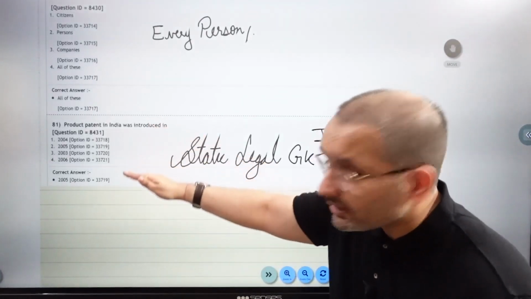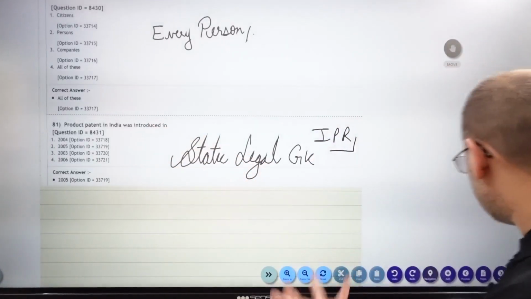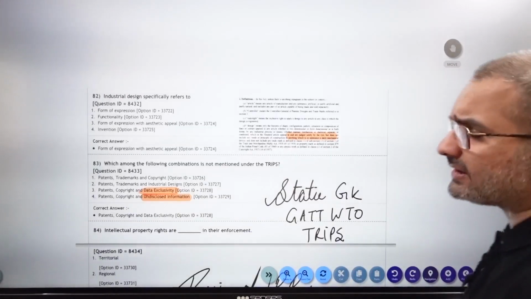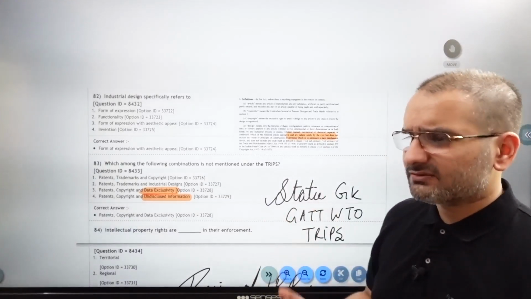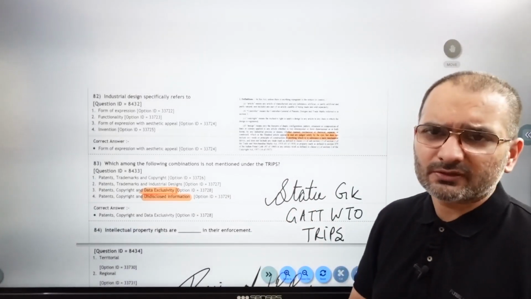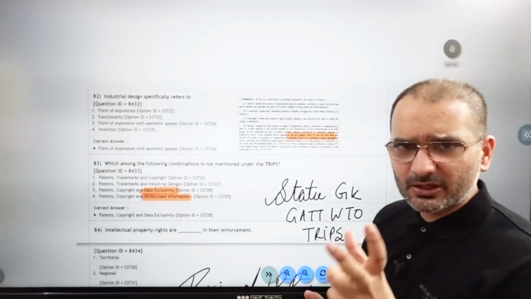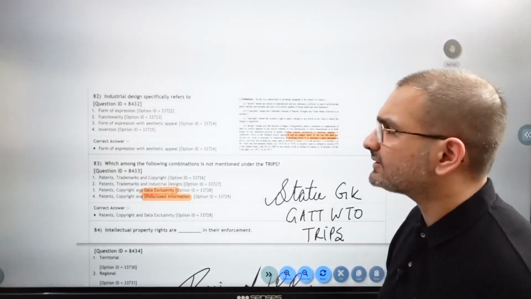So 2005, अगर आपको मतलब पहले से अगर आप पढ़ के गए हैं तो well great, आपकी किस्मत अच्छी थी. But 2005, I would say this is pretty much a question of static legal GK. अगर आपने IPR थोड़ा भी पढ़ा होगा तो ये प्रश्न आपको आ जाना चाहिए.